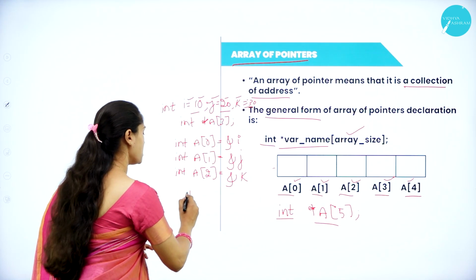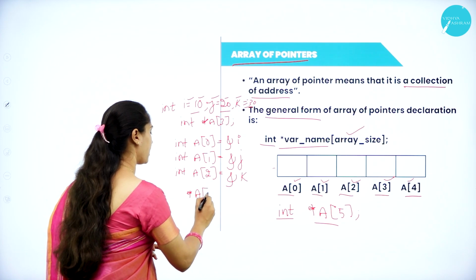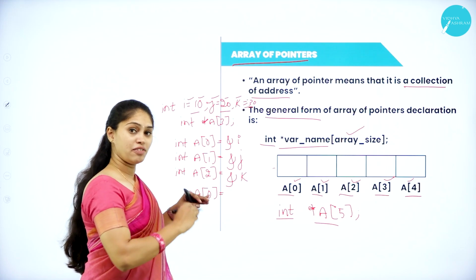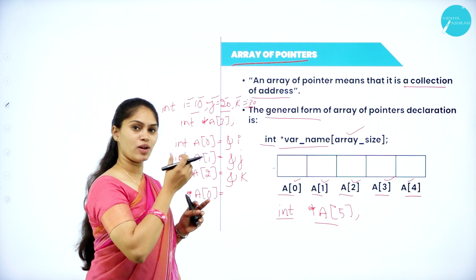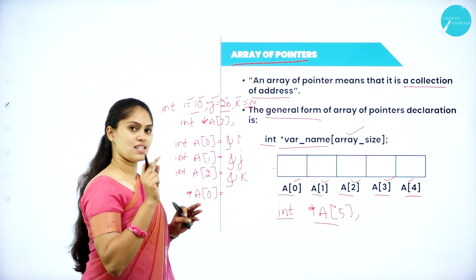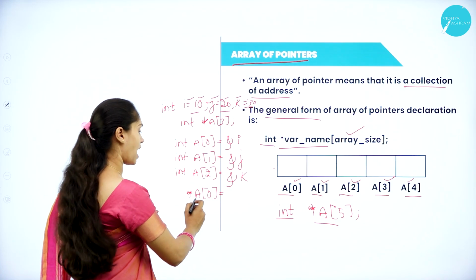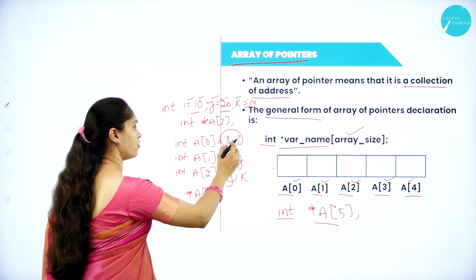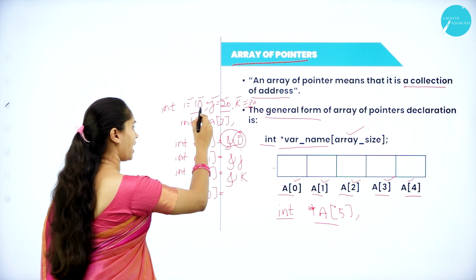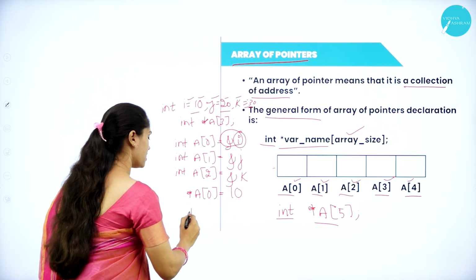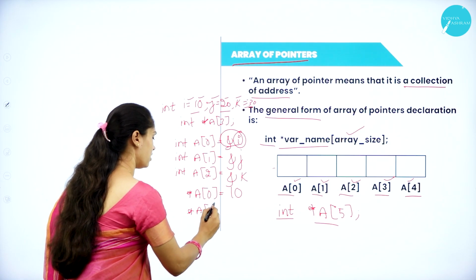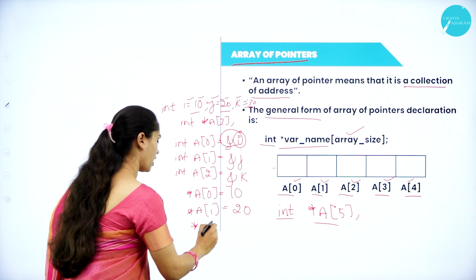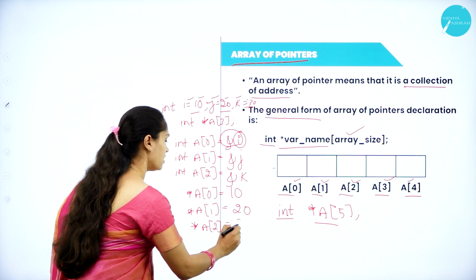With the help of this pointer variable, I can get star A of 0. Star represents what? It will find the value, or it will return the value which resides on that address. So star A of 0 contains the address of i. Then what is the content of i? That will be 10. In the same way, star A of 1 will return 20, and star A of 2 will return 30.